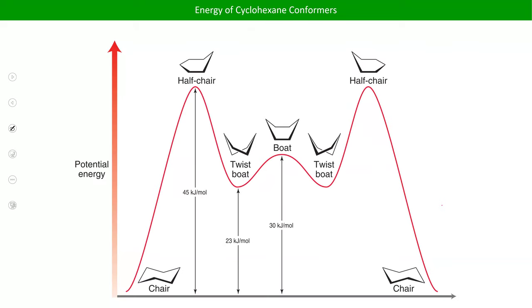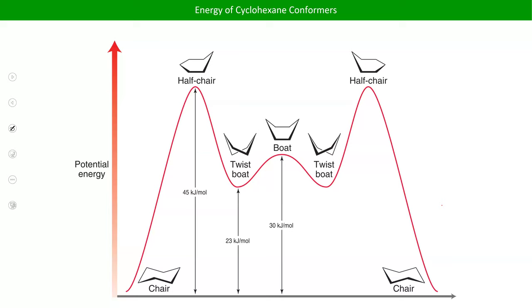It's the boat conformer because you've got both ends pointed up, but they're tweaked a little bit so that those flagpoles... Exactly. And we see that even the twist boat is still 23 kilojoules per mole less stable than the chair conformer. So the chair is our absolute minimum for this molecule. If we go past, so this is our transition state. This is that point where you're halfway through putting your footrest up on a recliner, where it's flat.